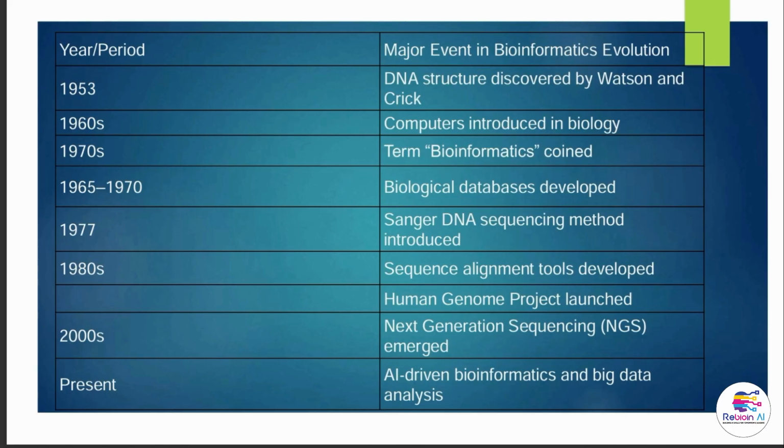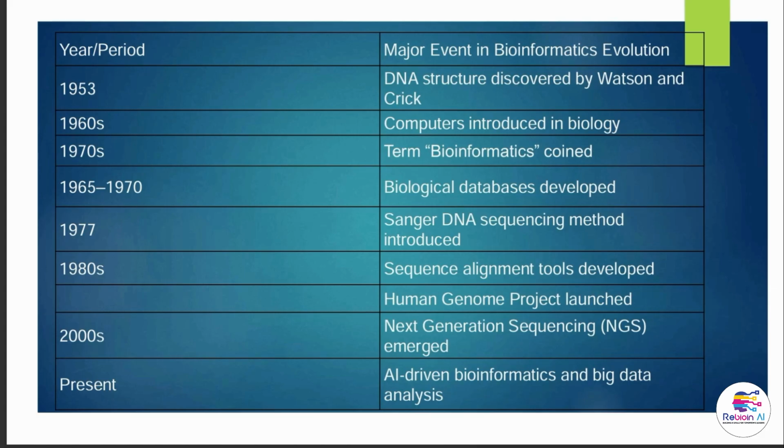Now let us summarize the major milestones in the evolution of bioinformatics. In 1953, Watson and Crick discovered DNA structure. During the 1960s, computers entered biological research. In the 1970s, biological databases were developed. In 1977, Sanger sequencing revolutionized DNA analysis.